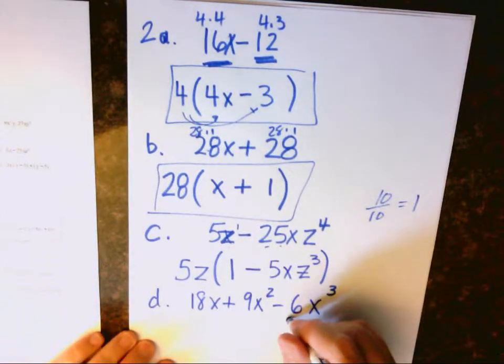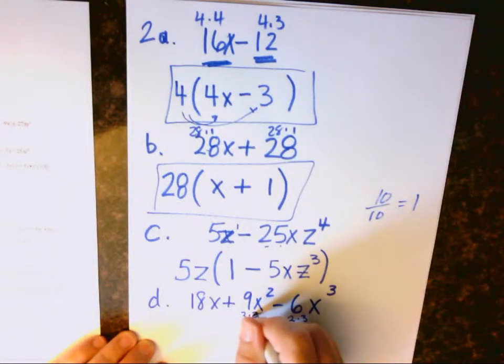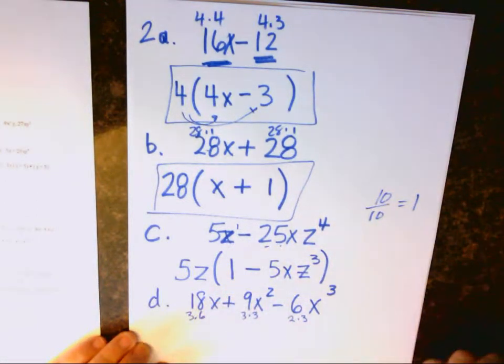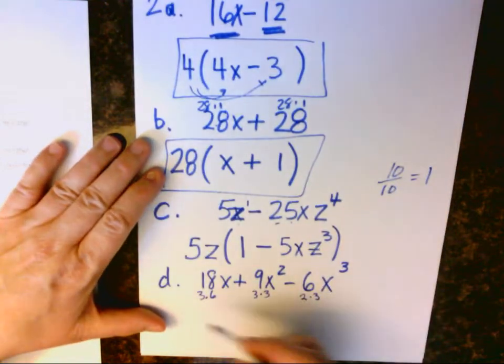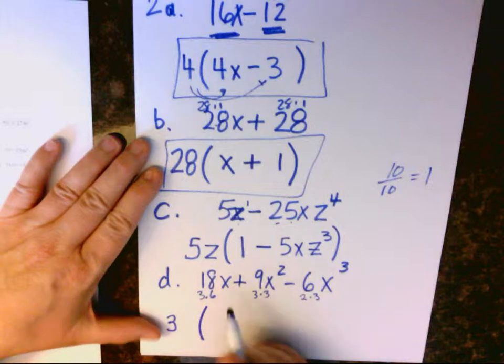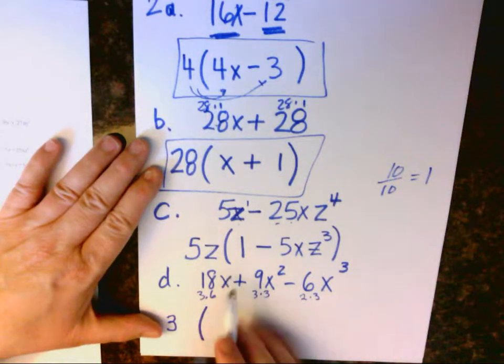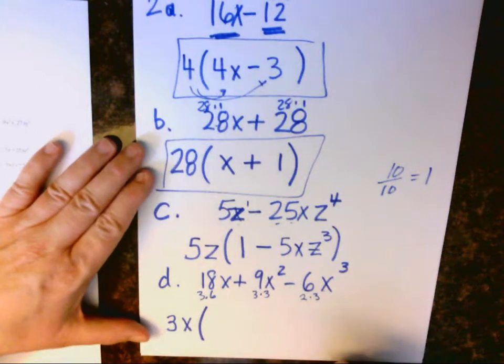Let's break this down. This is a 2 times a 3. There's no 2 in here, right? So I need to be looking for 3. This is a 3 times a 3, and this is a 3 times a 6, right? So I'm going to pull the 3 out. What about the x? They all have a common x, so I pick the lowest power, which is x to the first. So I'm going to take a 3x out.